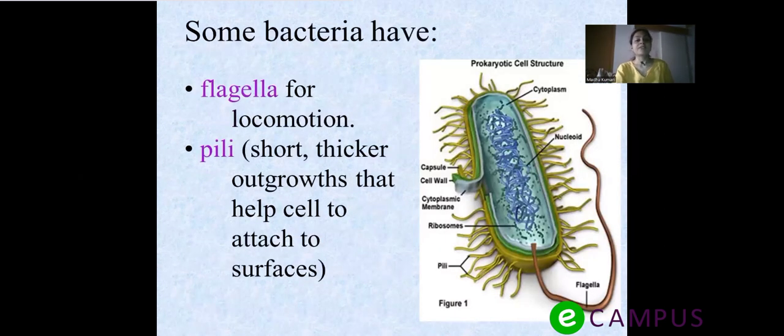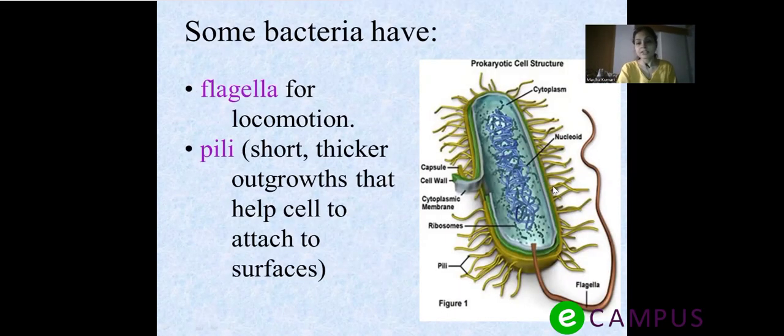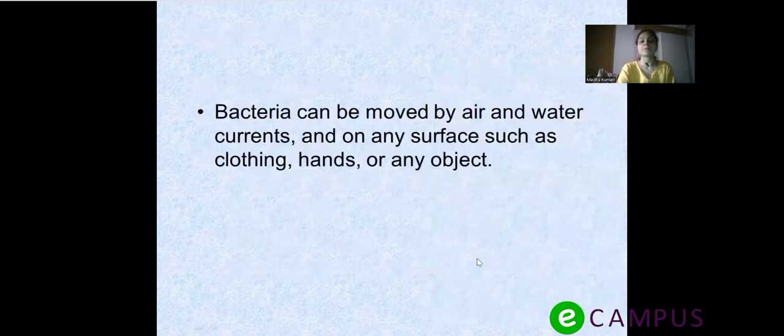Bacteria have flagella, and flagella help in locomotion. They also have pili. See, this is the pili, the small structure. Flagella is the long, thread-like structure, and the small structure is the pili. Pili are short, thicker outgrowths that help attach to the surface, and flagella help in locomotion. Bacteria can be moved by air, water, currents, and on any surface such as clothing, hands, or any object.